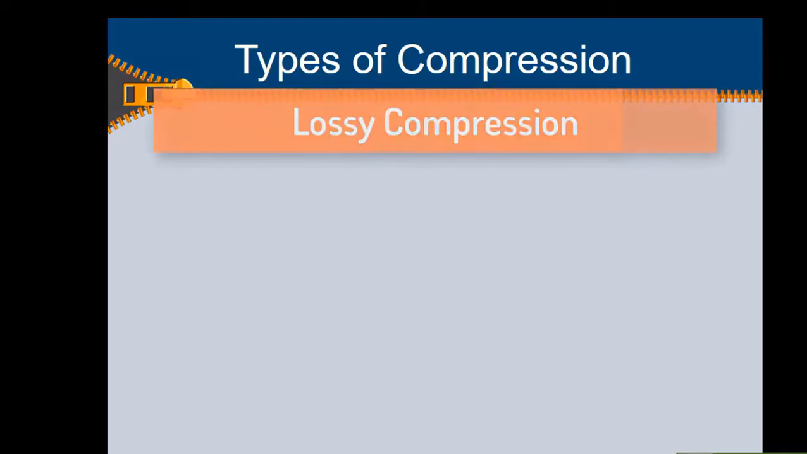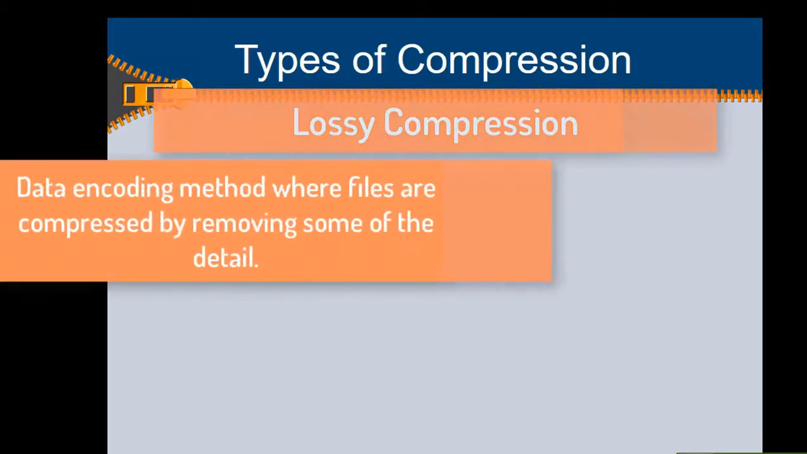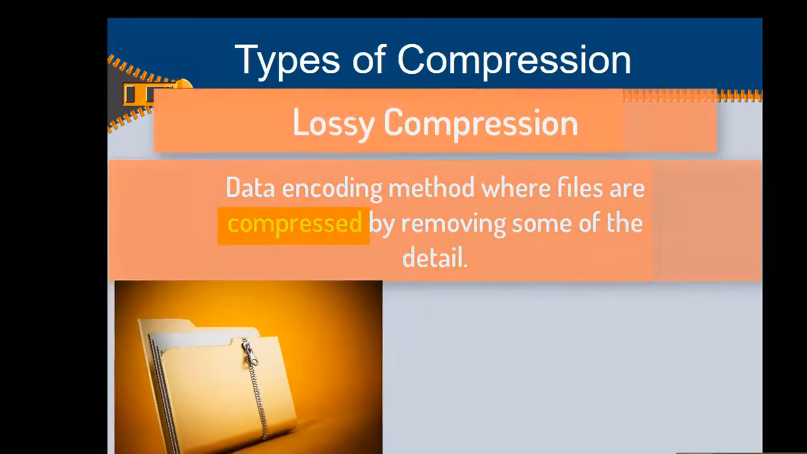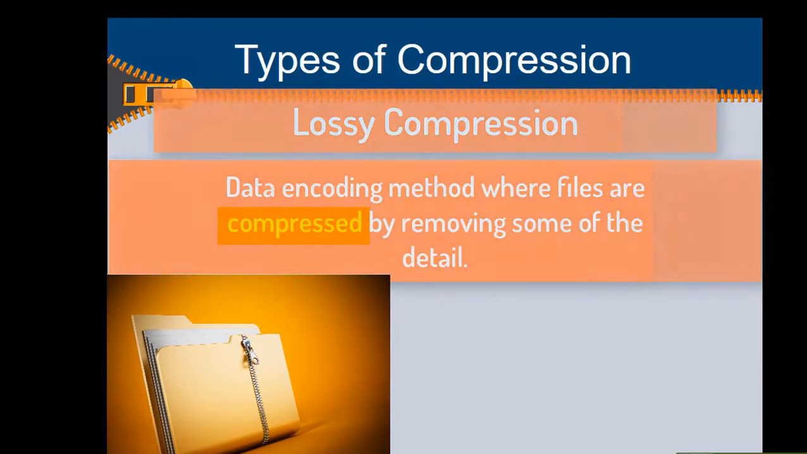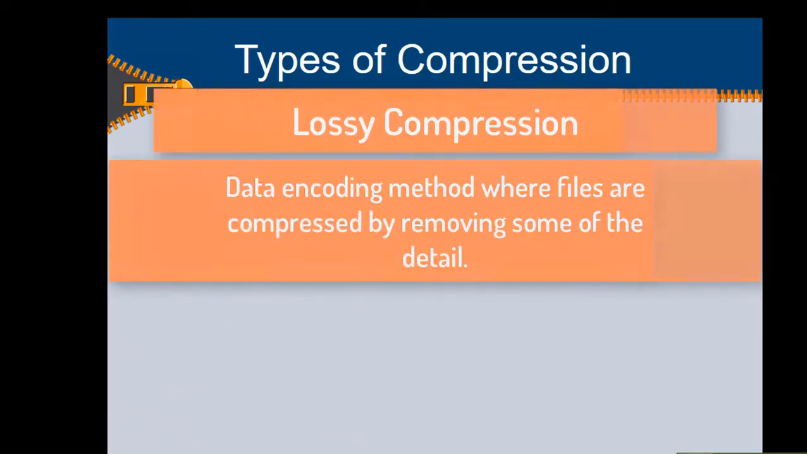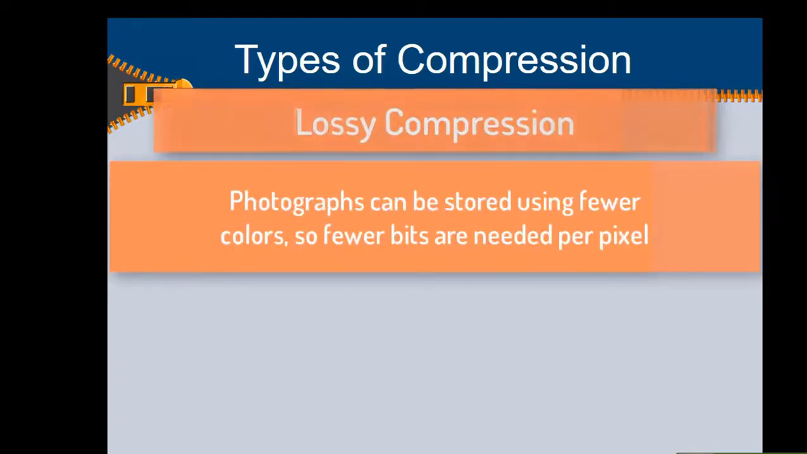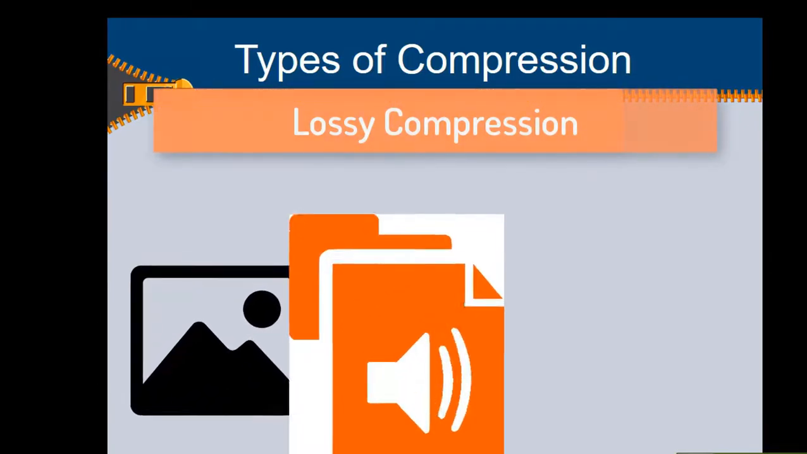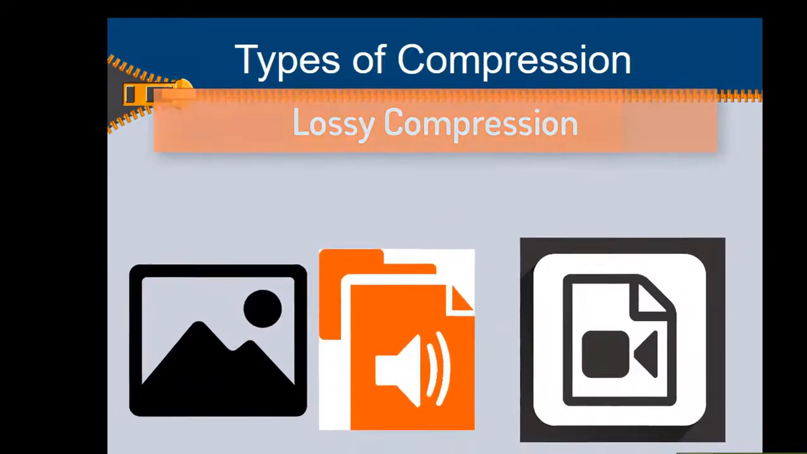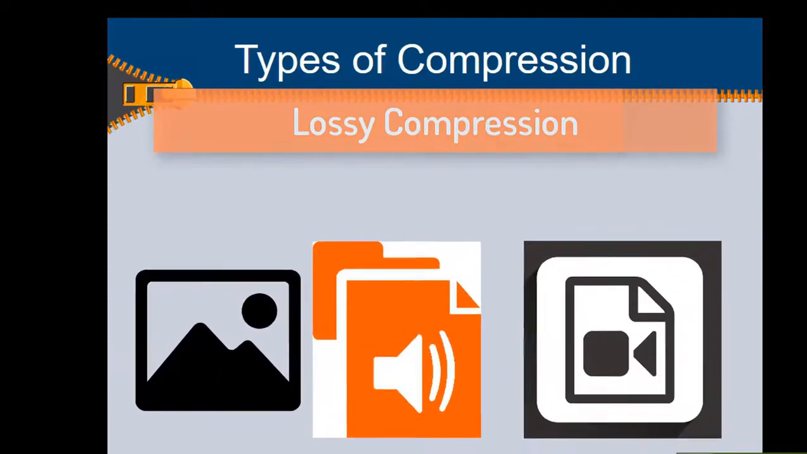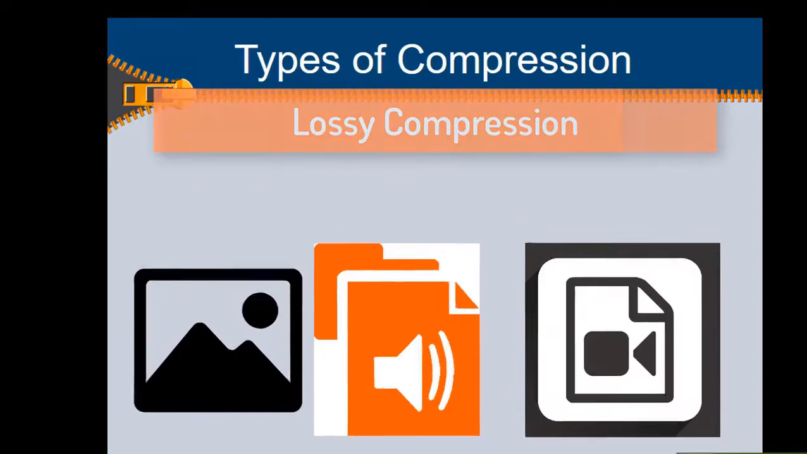There are two types of compression. The first one is lossy compression. This is a data encoding method where files are compressed by removing some of the detail. For example, photographs can be stored using fewer colors, so fewer bits are needed per pixel. This type of compression is used to compress images, audio files, and video files, where it's easy to recognize an image or sound clip even if some data is missing.